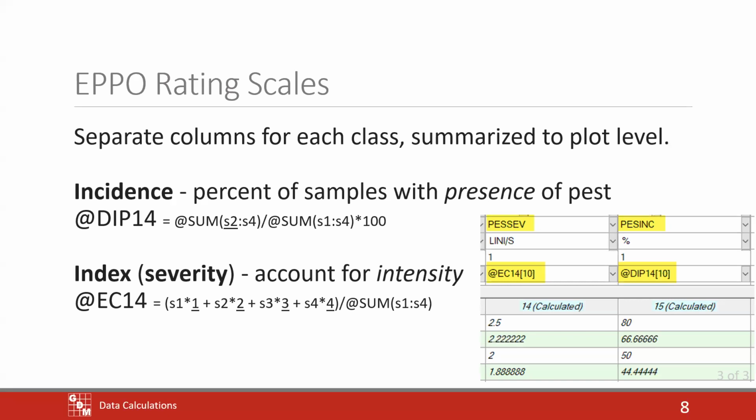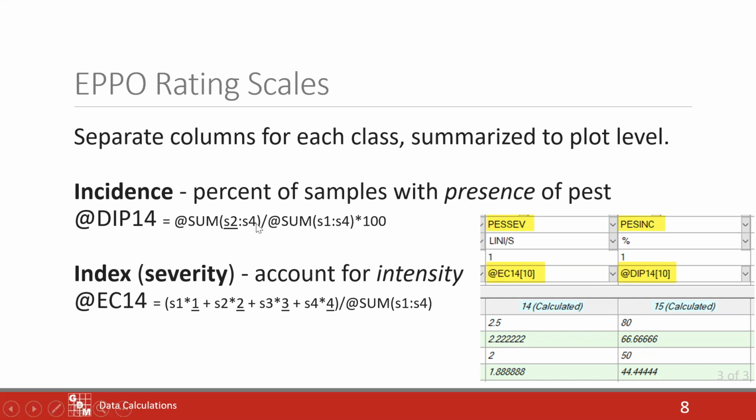When we set it up that way, then in the action codes, we have a couple of calculations we can do based on that assessment we performed. So the first calculation is incidence. That would be the percent of samples that had any sort of presence of the pest. So the action code for that, at least for the 1 to 4, is DIP 14. If there was a 1 to 5 scale, it's usually the exact same thing, DIP 15. So we'll have the different combinations depending on the specific scale you're using.